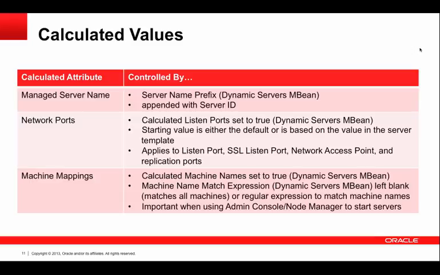Behavior is further defined by the machine name match expression, which you can use to limit the dynamic cluster to certain machines in the domain. The expression can include wildcards like question mark and asterisk to represent variances in machine names. The idea is that you would need to name machines according to a pattern to make best use of this feature, and those names are really just the names within the WebLogic server domain.